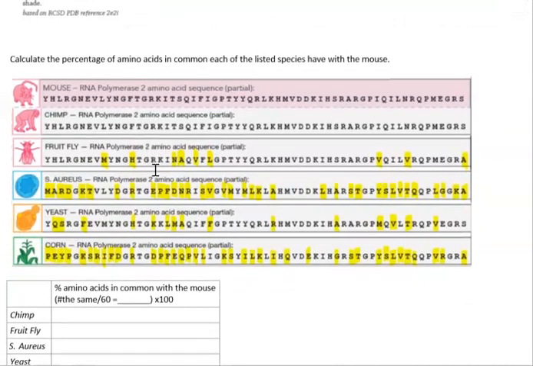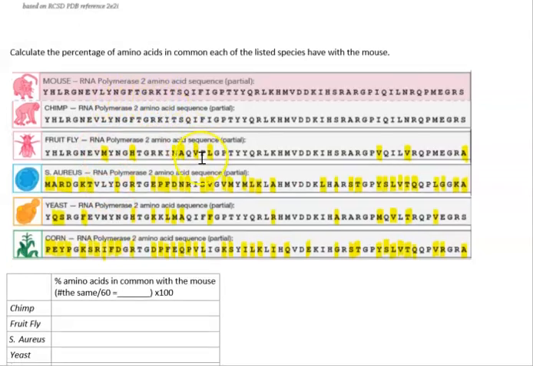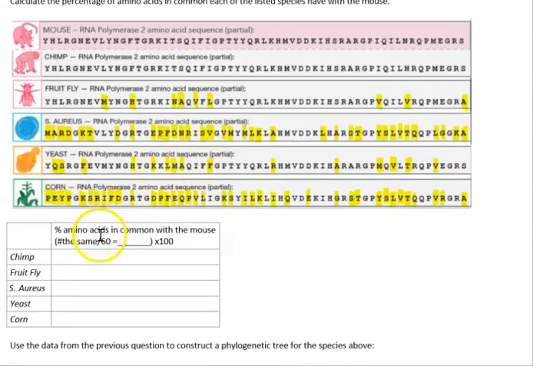So, what you're given is the sequences of this part of RNA polymerase, and doing a comparison means looking at each sequence and comparing it back to usually the top one, just to see what is different. I've gone through and highlighted all of the amino acids that are different from the mouse, in order to compare it to the mouse.